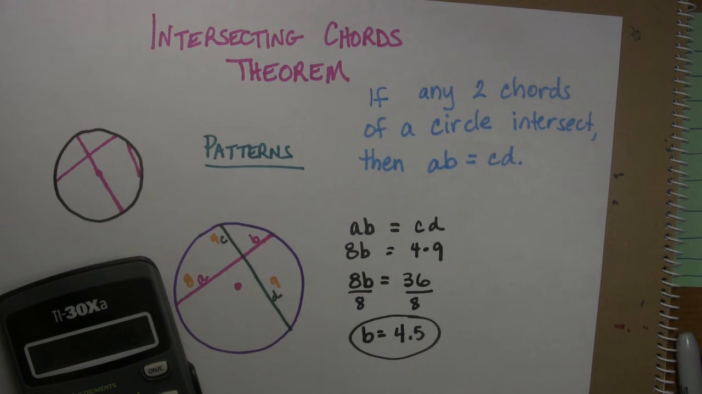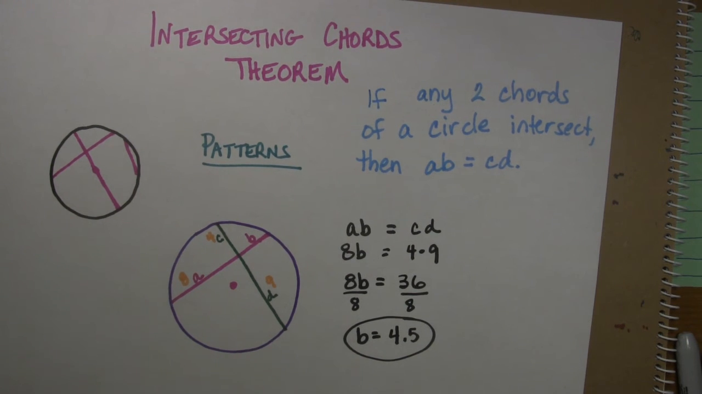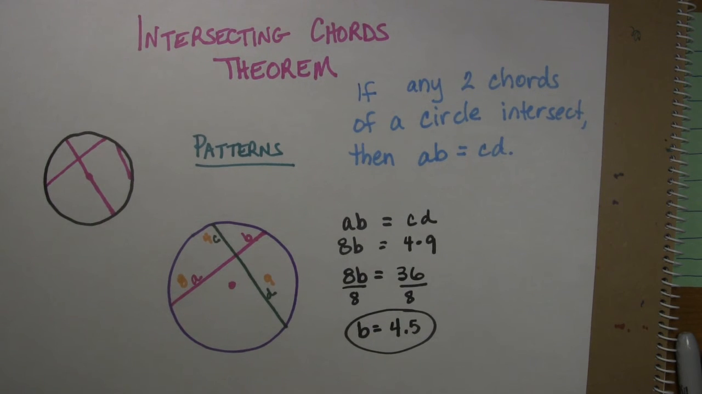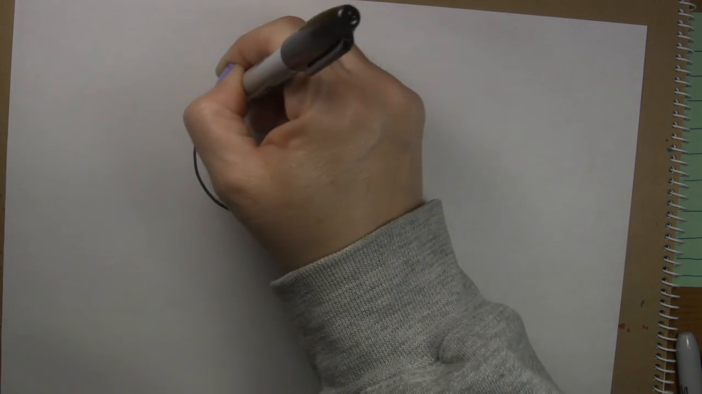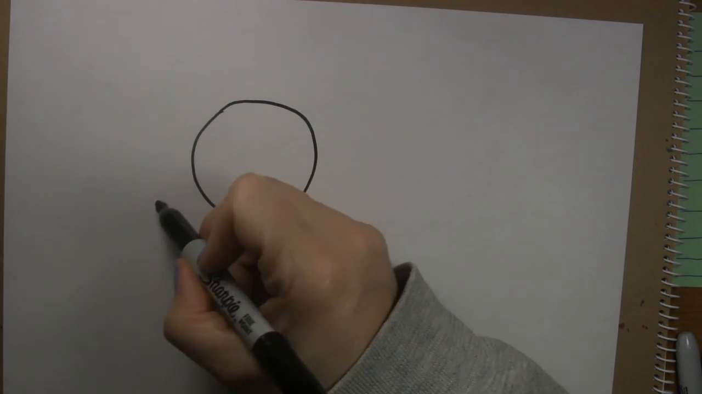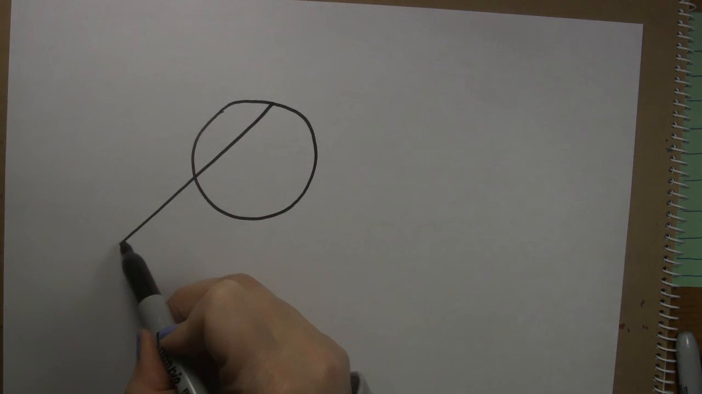Isn't that cool? Yeah, I think that's pretty cool. That is the intersecting chords theorem. And amazingly, it always works. Interestingly enough, it also works if your chords are a little bit different. So for instance, let's have your circle, and then let's have this chord and this chord.